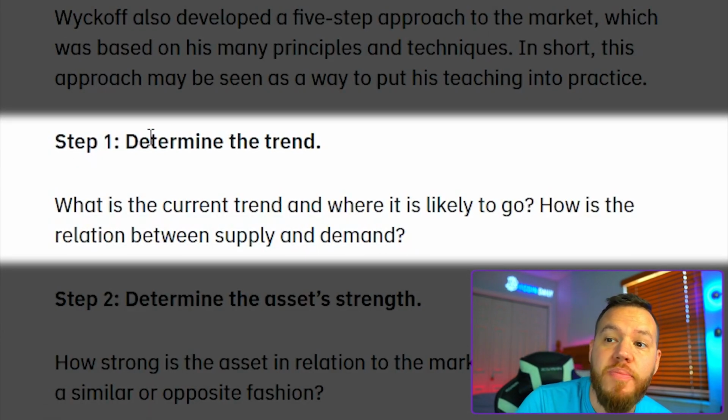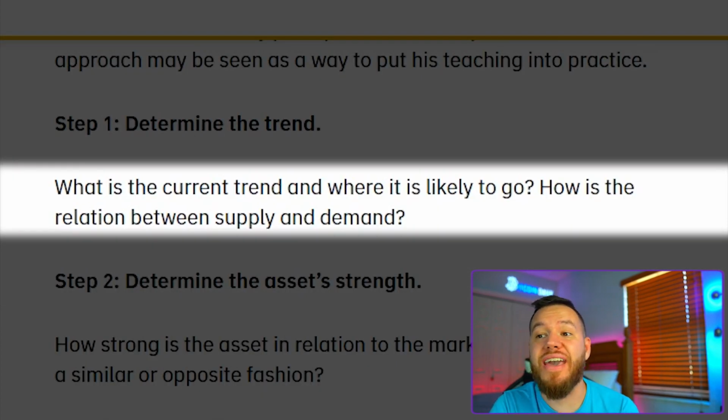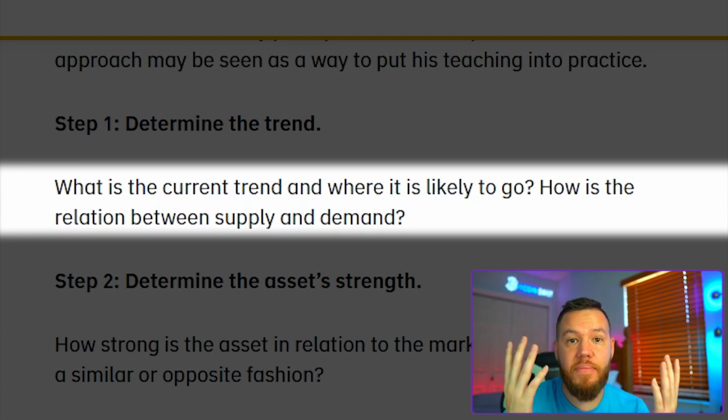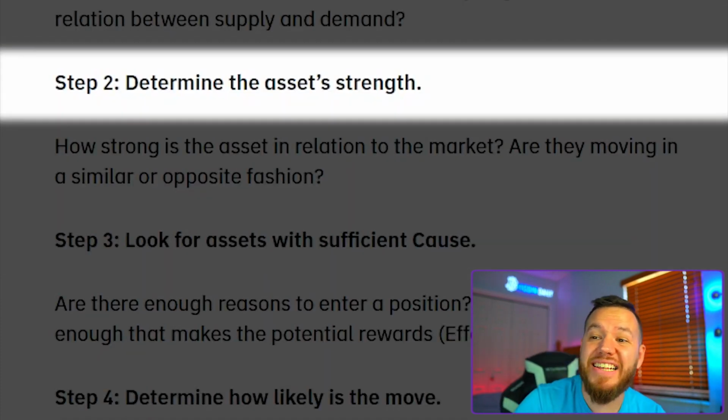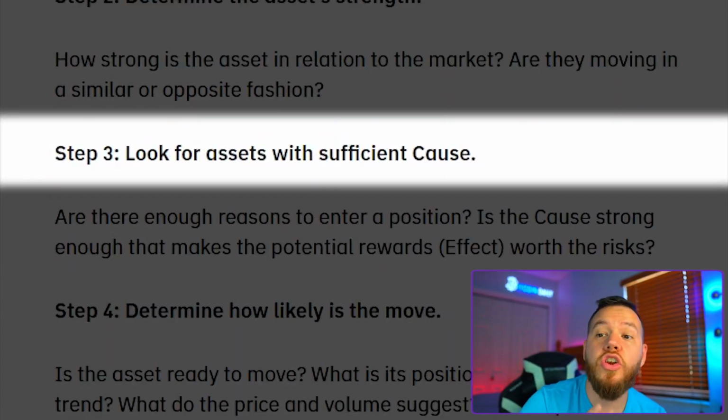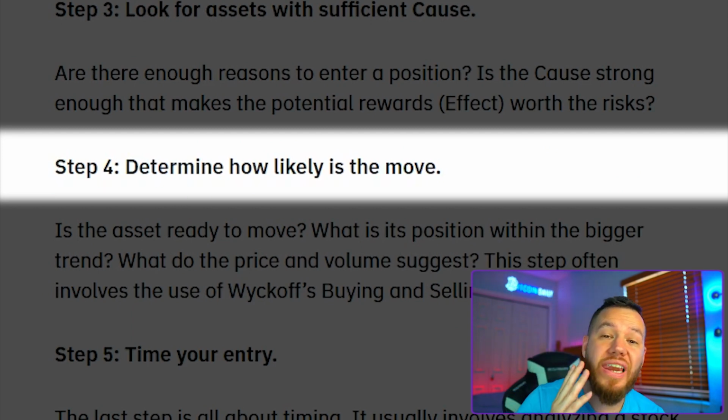Step 1, determine the trend. What's the current trend and where is it likely to go? How's the relationship between supply and demand? Step 2, determine the asset's strength. Step 3, look for assets with sufficient cause. Remember, cause and effect. Step 4, determine how likely is the move.